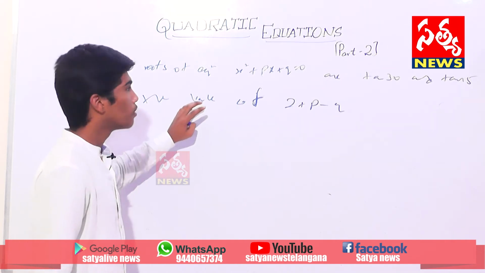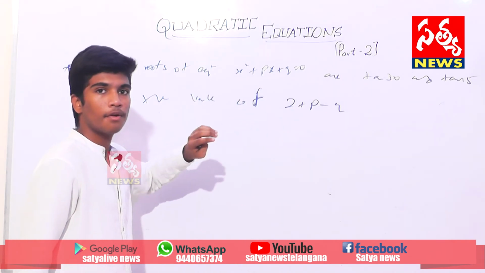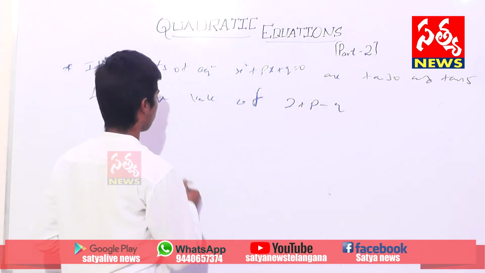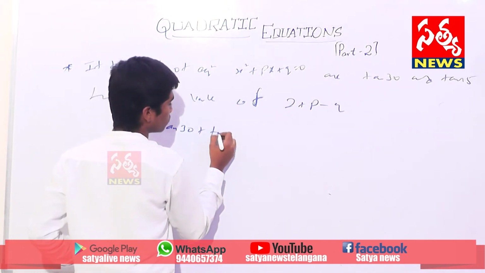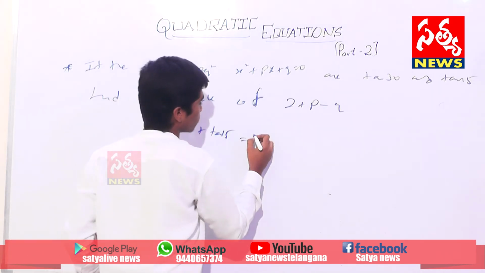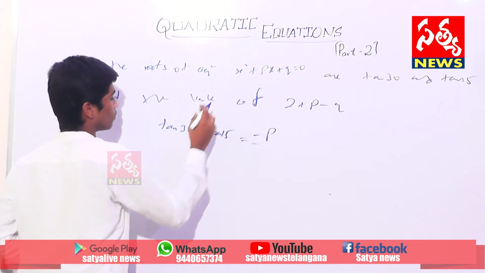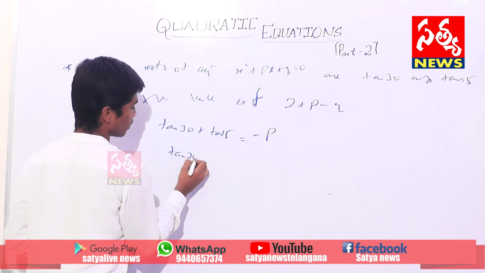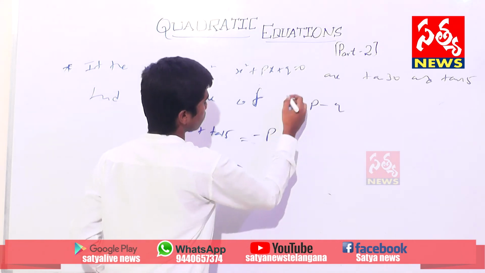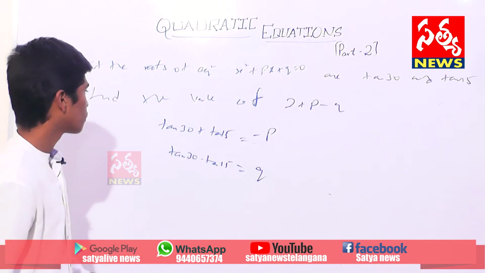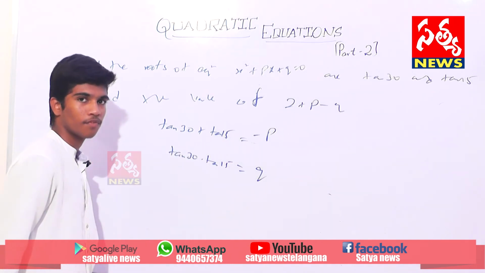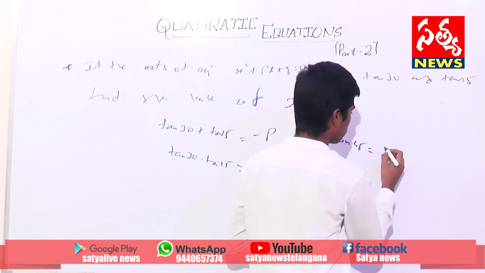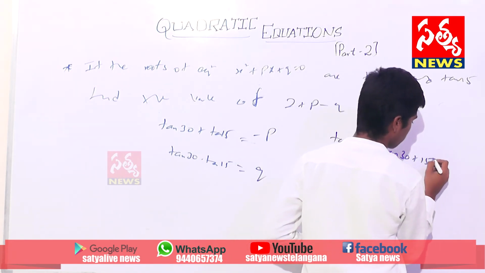For every quadratic equation problem, you have to take the sum of roots and product of roots. See here, the roots are tan 30 and tan 15. Sum of roots, tan 30 plus tan 15, is equal to minus b by a, which is minus p, since the coefficient of x square is 1. And tan 30 into tan 15 is equal to q. Now 30 plus 15 is 45, so as you all know, tan 45 is 1. Tan 45 can also be written as tan of 30 plus 15.